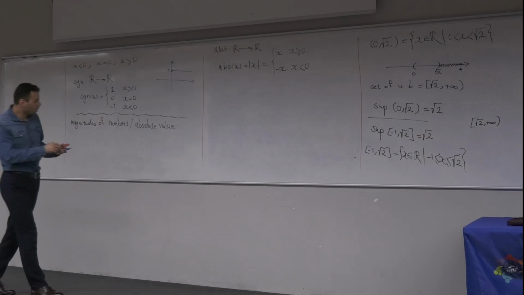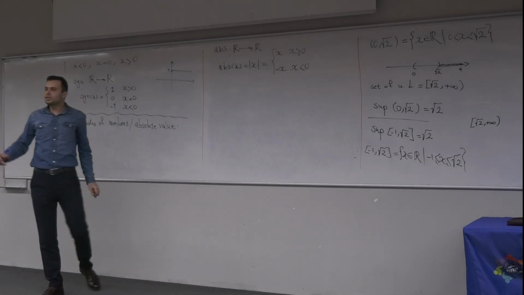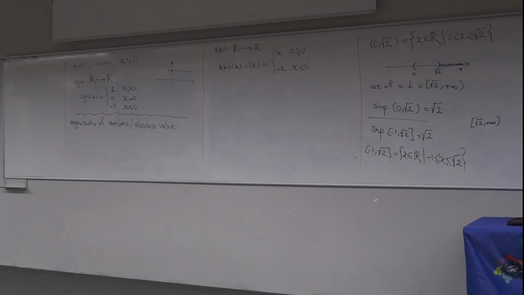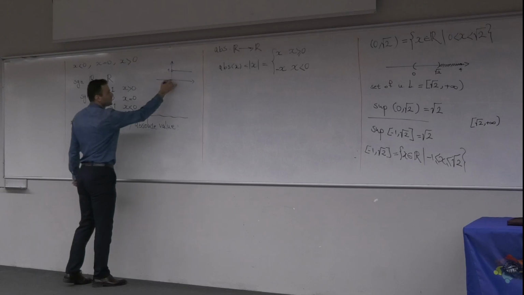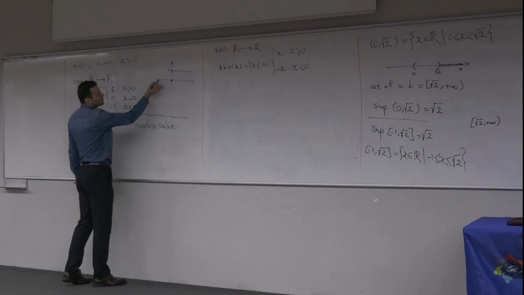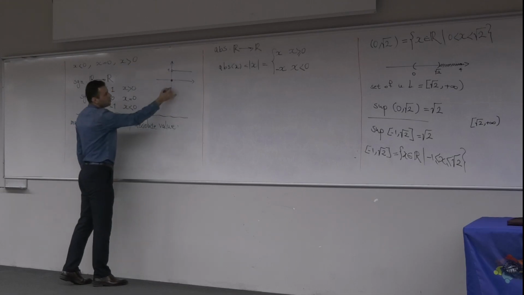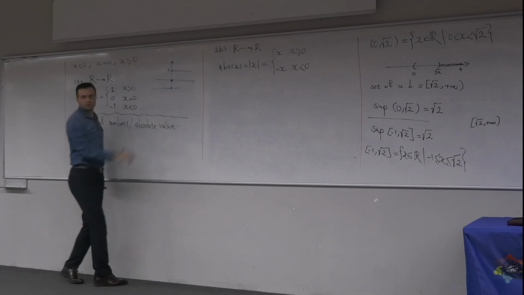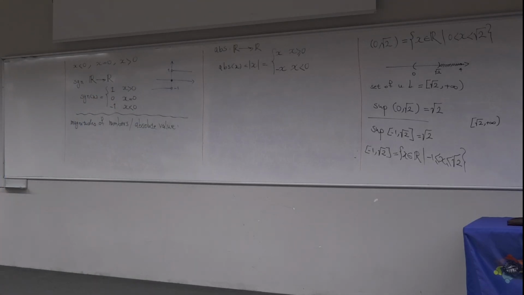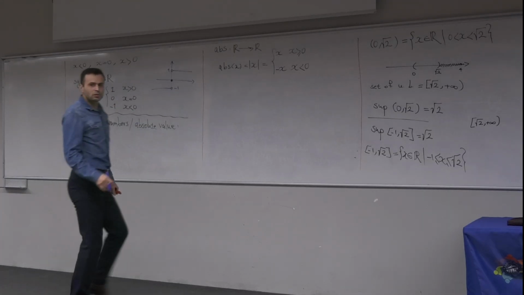Good? At the point x equal to 0, what is the value of my function? 0. What about on the negative numbers? It is going to be -1. Right? Is it clear? What about the absolute value of x?